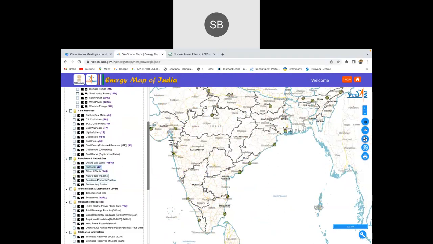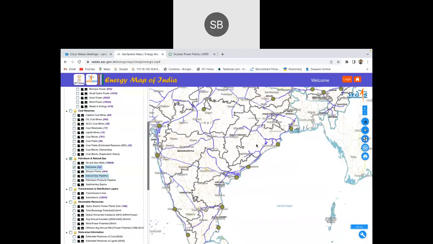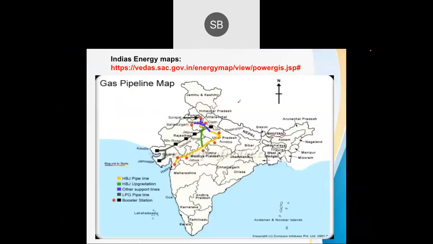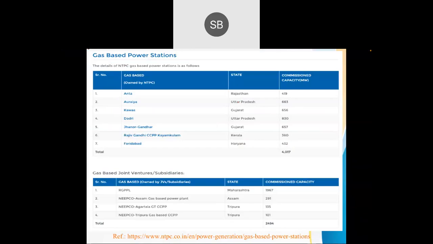Also, you will see the petroleum and natural gas which is available in India. You can see oil and gas wells, refineries, and the natural gas pipelines. These are the main natural gas pipelines, which connect the main cities of India. Also, the petroleum products pipelines are there. These natural gas resources are generally used in gas turbine power plants.